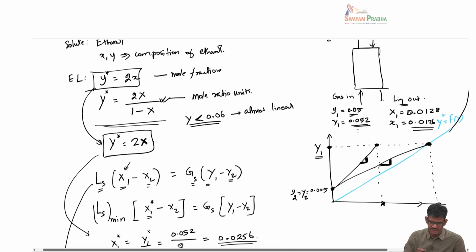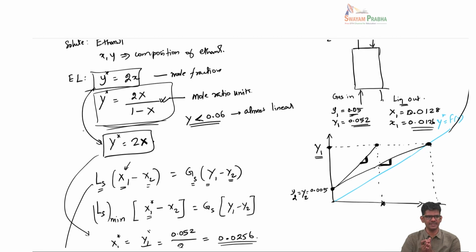So what I did was I plotted this function in Excel, and I looked at up to what limit it is linear, and I found that up to 6% this equation is linear. Beyond that, it becomes slightly curved. So for this problem, since the maximum composition is 5% only, I assume this to be a straight line.